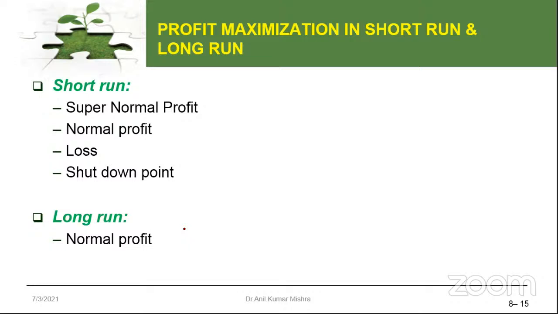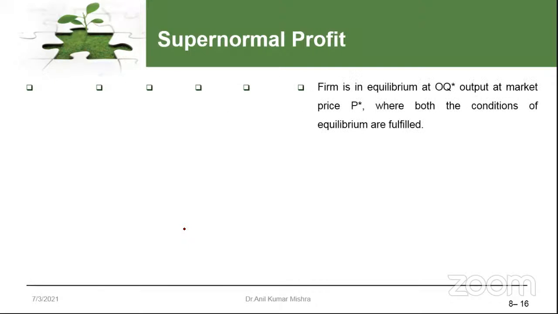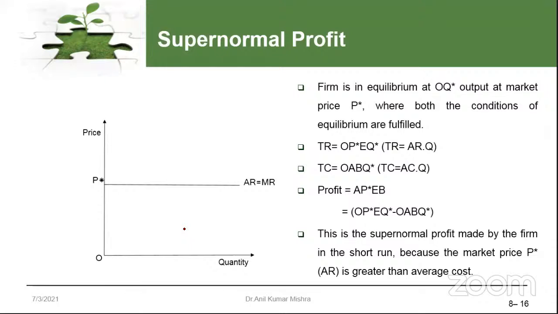Let's start with the first case: price output determination under supernormal profit. What is the meaning of supernormal profit? Supernormal profit means when total revenue is more than the total cost. When total revenue is greater than the total cost, that is called supernormal profit. We have to show it with the help of a figure.